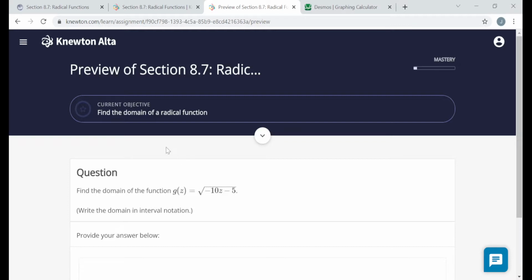So we want to plug in values here for z, right? Z is the input variable here for this function g. We want to plug in values of z that make the radicand not negative. So once again, it asks us to write the domain in interval notation. So once again, I'll write this function out. We'll talk about the domain.